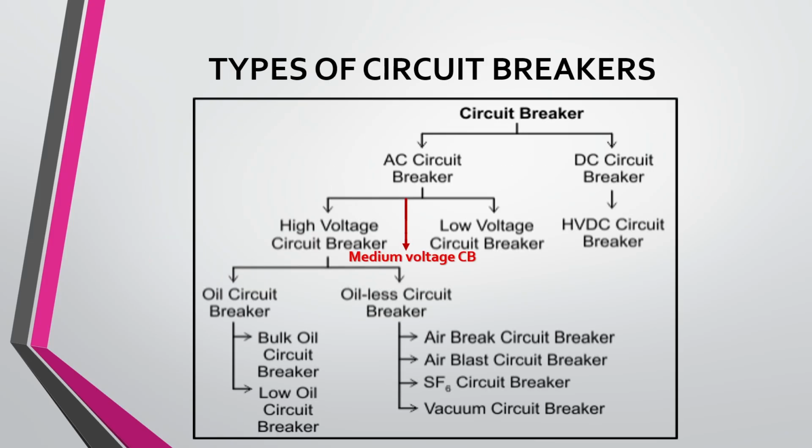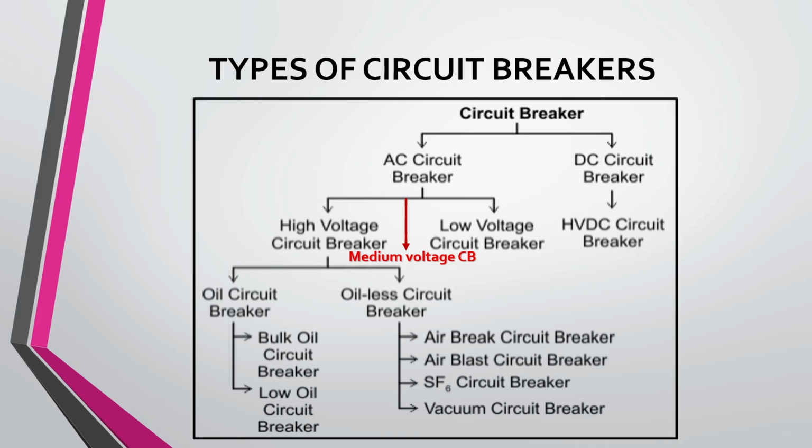Let's proceed. So let's look at the types of circuit breakers. There are different types of circuit breakers for AC and DC. For AC, we have AC circuit breakers, and for DC power, we have DC circuit breakers. Let us classify AC circuit breakers. AC circuit breakers are of three types: high voltage circuit breakers, medium voltage circuit breakers, and low voltage circuit breakers.